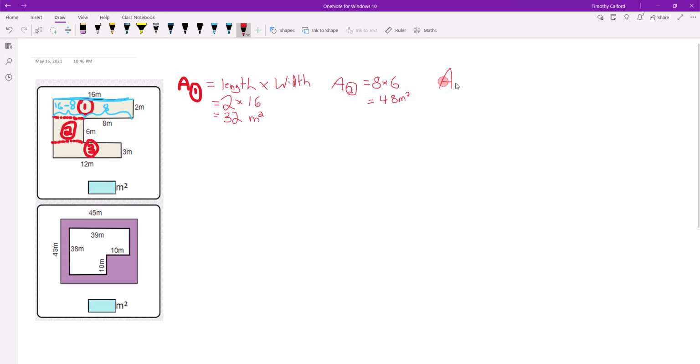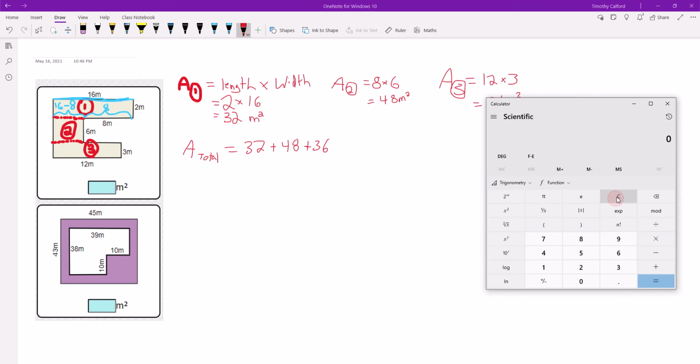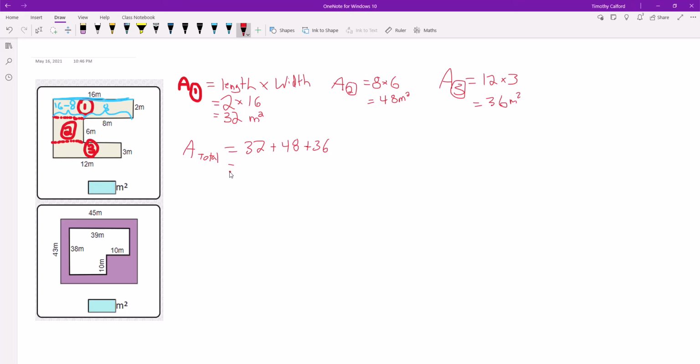So I could say area 3 is 12 by 3, which is equal to 36 square meters. And so my total area, I'll call it area total, would be equal to the sum of those 3 rectangles. So I could add those together. 32 plus 48 plus 36 equals 116.